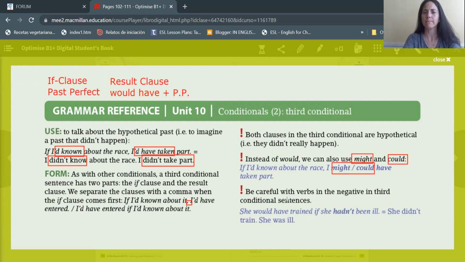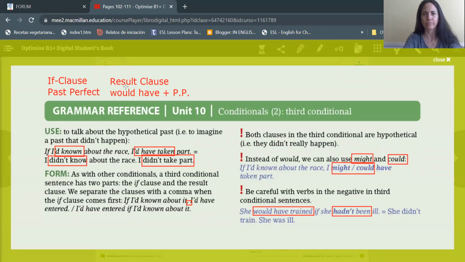And the last thing, be careful with verbs in negative in third conditional sentences. She would have trained if she hadn't been ill. So, would have plus the past participle, and the negative of had is hadn't, all right? In this case with the verb been, because it's the past participle of the verb to be, okay?